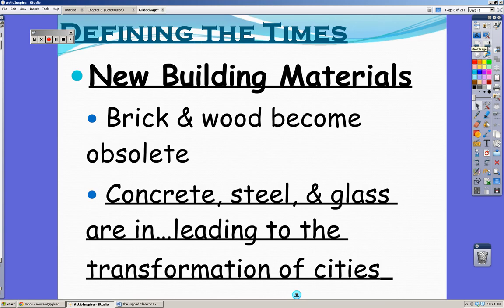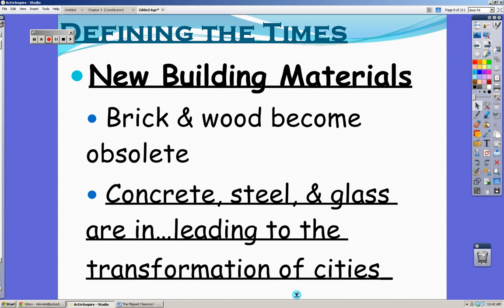Okay, new building materials, you definitely need to know these. These are what I was talking about at the beginning of the lecture. Previously, we used brick, wood, and even on the plains using moss and other weak materials. We now have the advent of concrete, steel, and glass. Okay, and this is going to lead to the transformation of cities, allowing us to build bigger buildings. Okay, we have our first skyscrapers during this time period. Buildings going up to 10 stories tall.